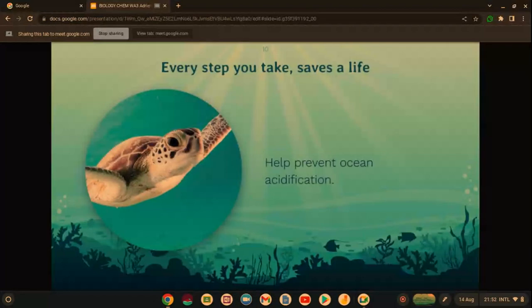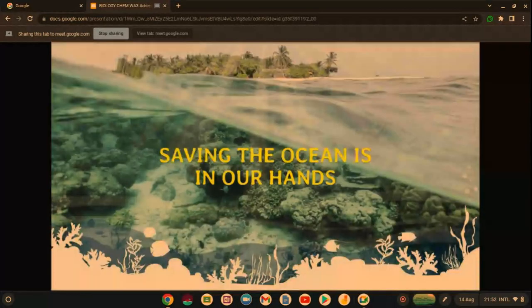Every step you take could save a life. Saving the ocean is in our hands.